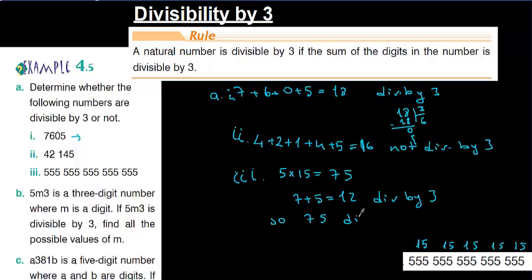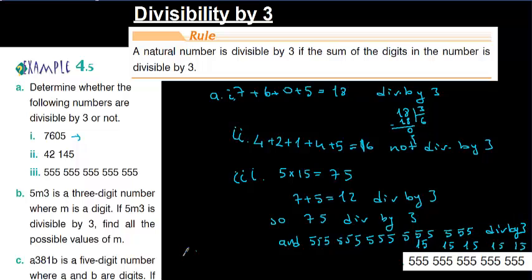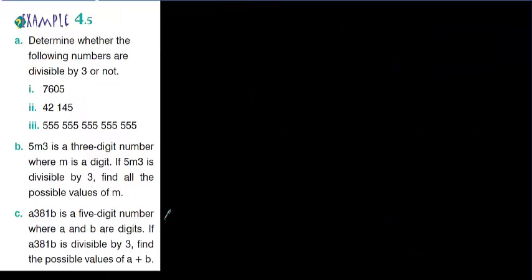So 75 is divisible by 3, and the number 555 trillion, 555 billion, 555 million, 555,000, 555 is divisible by 3. Okay. Now I'm going to solve the second exercise, and the third one is going to be classwork for us.